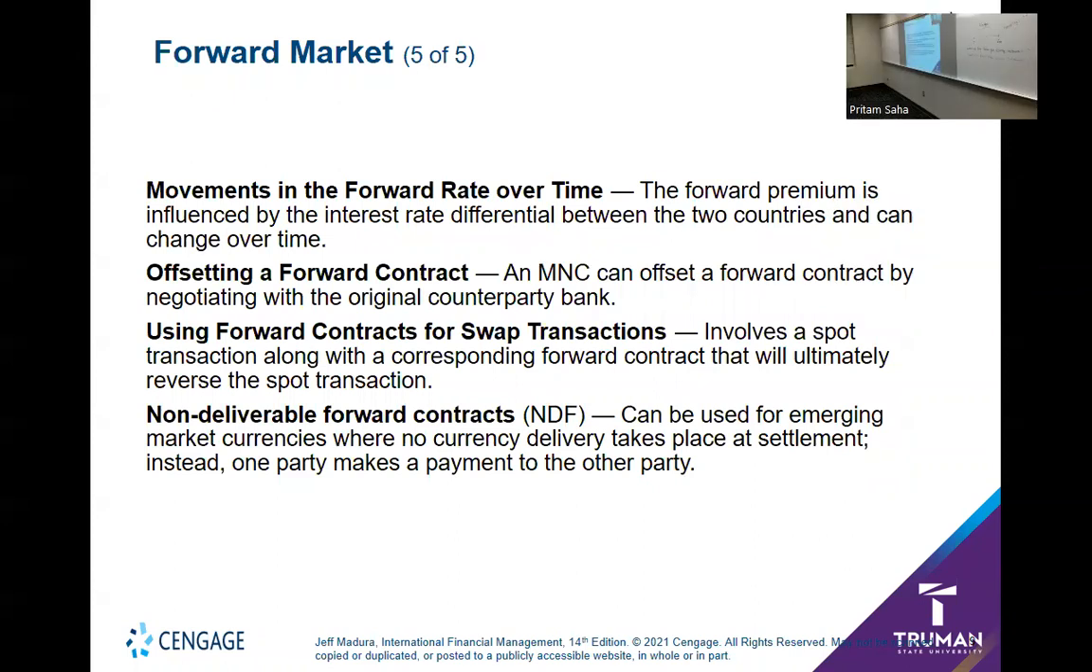Okay, some very specific characteristics of forward market. So we know that the forward price of the forward trade in the market is affected by interest rate differential between the two countries we're talking about. And this interest rate is not constant forever. They keep changing. And depending on the directions they are moving on, forward trade will be moving up and down based on the interest rate. Sometimes we can use a forward contract to offset an existing contract. How?